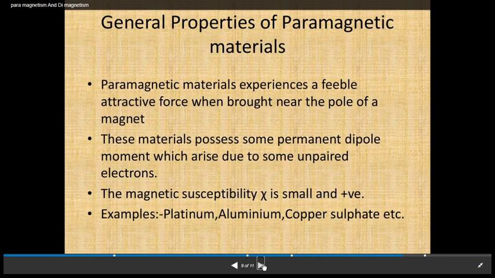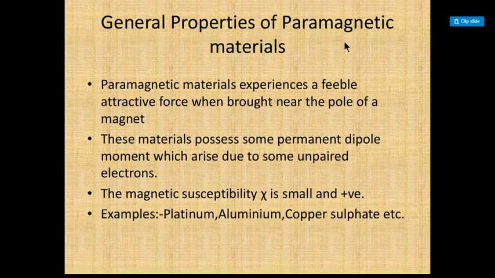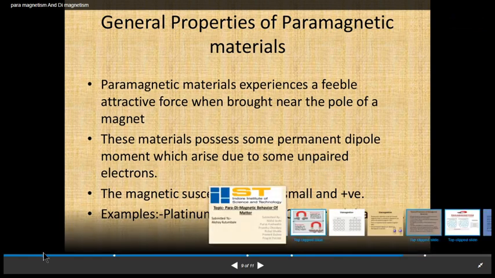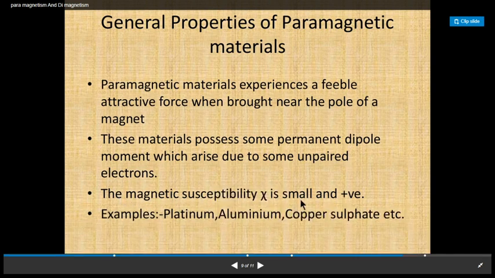Okay, the general property of a paramagnetic material: it experiences a feeble attractive force when brought near the pole of a magnet, when the material possesses some permanent dipole moments which arise due to unpaired electrons. I just told you that the strong line of demarcation of paramagnetic material in contrast to diamagnetic is that they have a permanent dipole moment. And the last one is magnetic susceptibility; it is positive, whereas for diamagnetic it was negative. A few examples: platinum, aluminium, copper sulfate, etc.